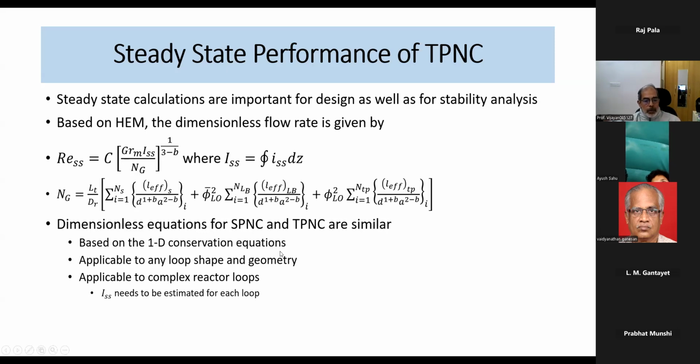And again, it is based on 1D conservation equations applicable to the homogeneous equilibrium model. And that's why we used it. Even if we use a two-fluid model, people have shown that the homogeneous equilibrium model is giving good agreement with the two-fluid model as far as natural circulation is concerned.